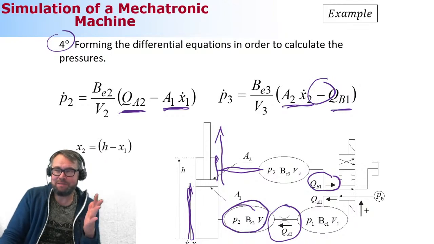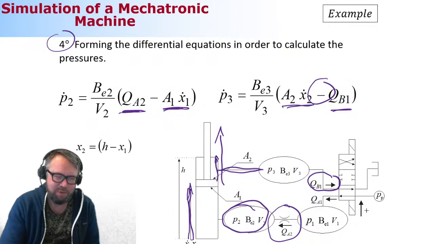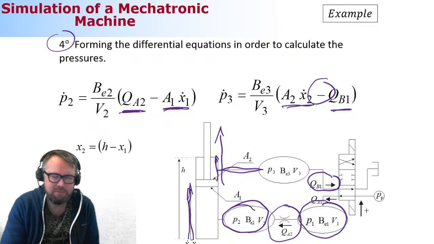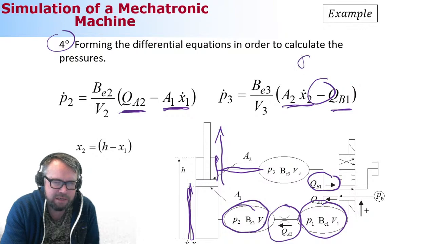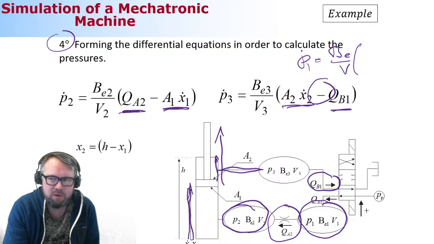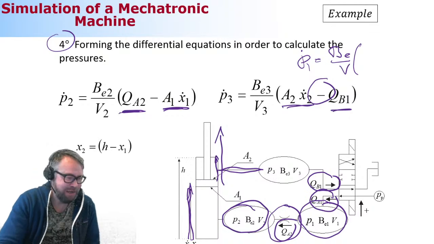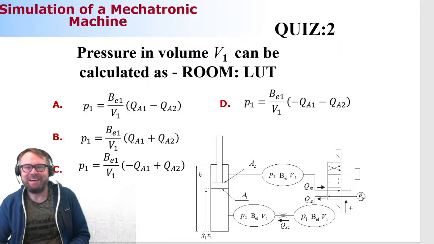And now comes my question to you. What about this first one? How should you form the first differential equation? Obviously, let me explain this first before I show you the in-class quiz. Obviously, it's going to be P1 dot equals effective bulk modulus over volume, and then flow rate in, flow rate out. And the flow rates are this one and this one. But are they coming in or are they leaving? That's my question. And here's my in-class quiz. And let me put it on.